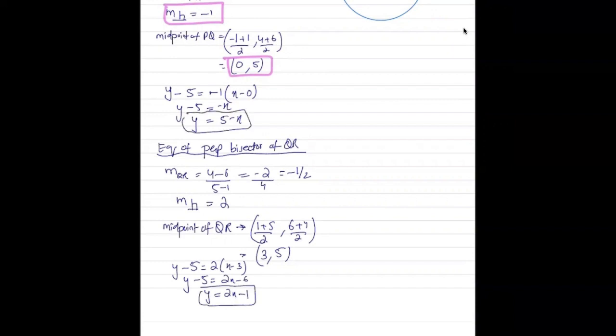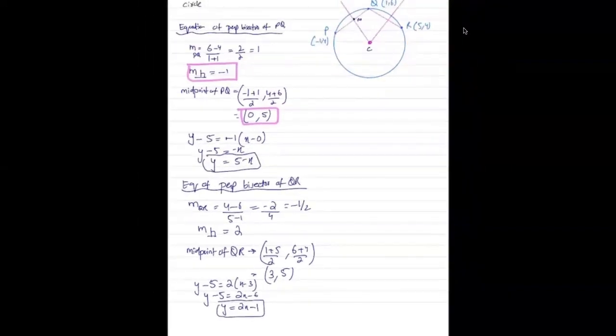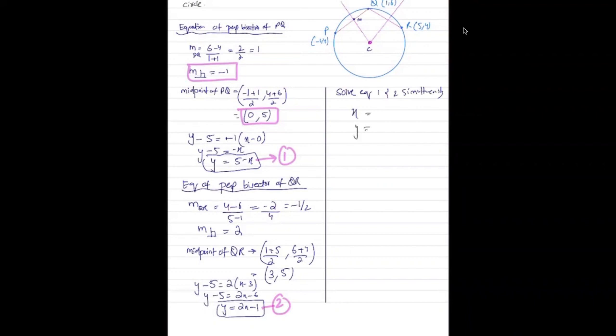Okay, now do you see that if you're going to solve the two perpendicular bisector equations simultaneously, you are going to get the coordinates of the center of a circle? So please solve this equation and this equation simultaneously. Solve equation 1 and 2 simultaneously. What are the x and y values? Go for the substitution method.